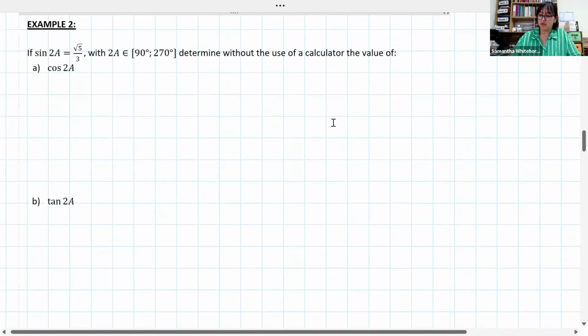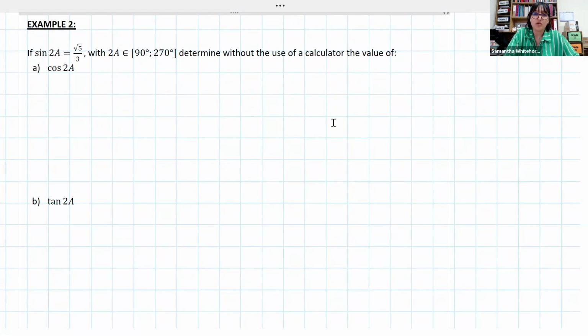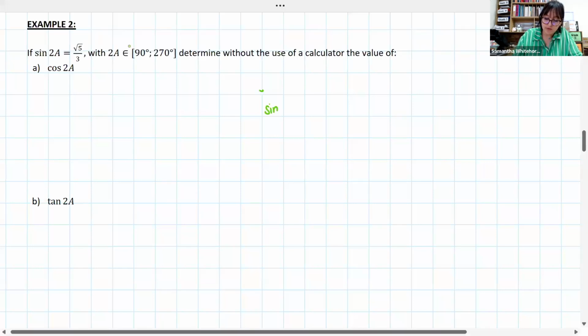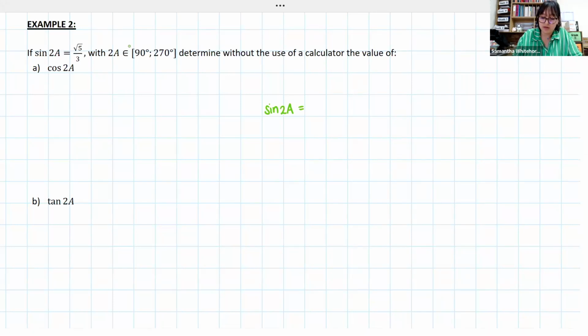Right, so if we have a look at example 2, we've now been given sine of 2A is equal to root 5 over 3, with 2A an element of 90 to 270. Before I even get to the questions, I'm going to unpack what all of that means. Sine of 2A: I'm being given a double angle here in my question, so when it comes to answering the questions, I need to bear that in mind.